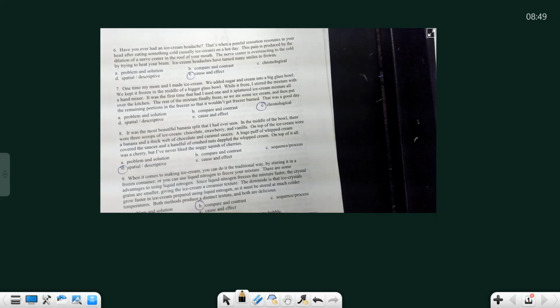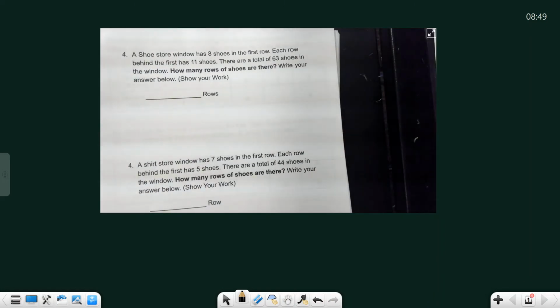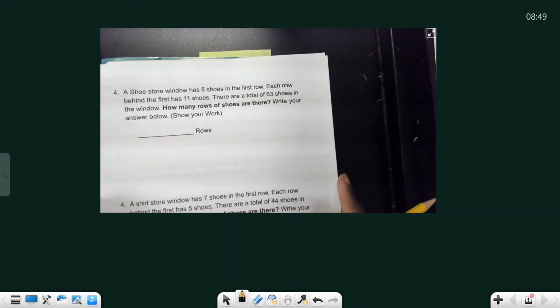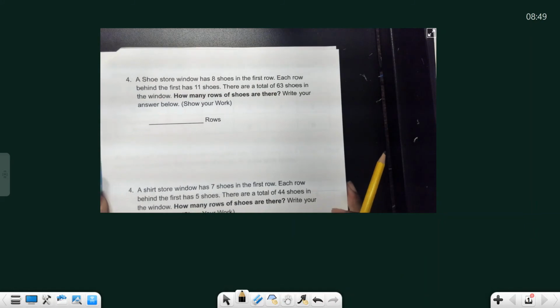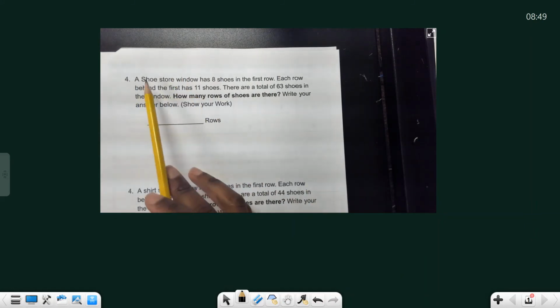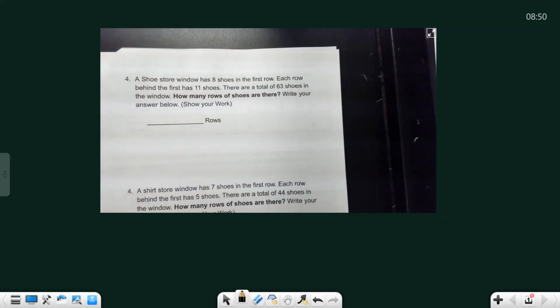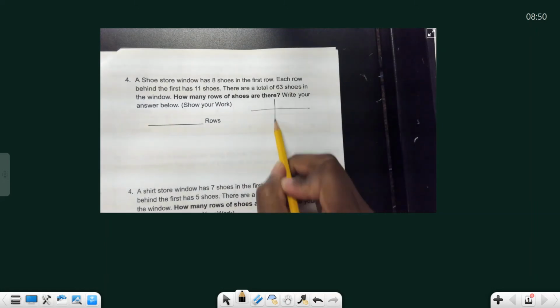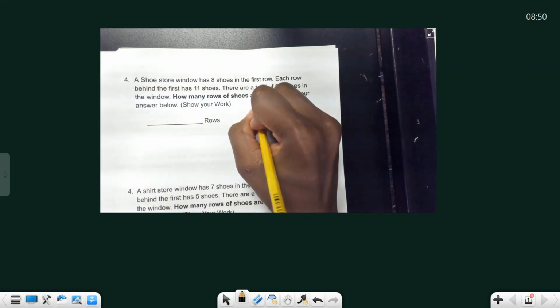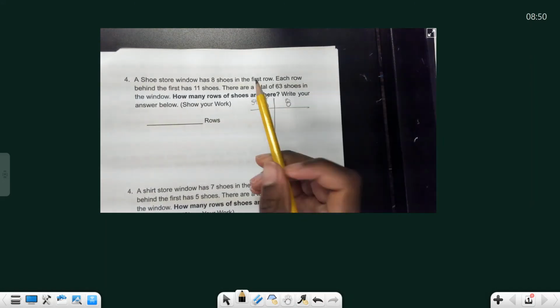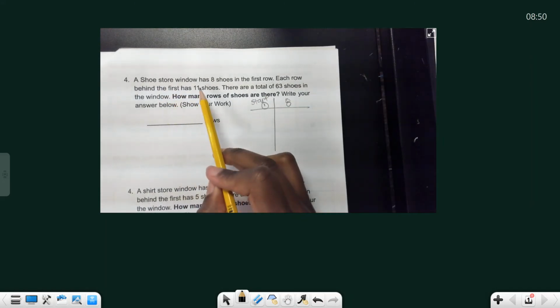Okay, let's turn over to the next page. Now, here we are with rows. We talked about this on the first study guide. A shoe store window has 8 shoes in the first row. Well, remember, Ms. Cobb said whenever you read something like that, go ahead and just set yourself up with a chart. So the shoe store, we start, which is also my first row, with 8 shoes. Each row behind the first has 11 shoes.